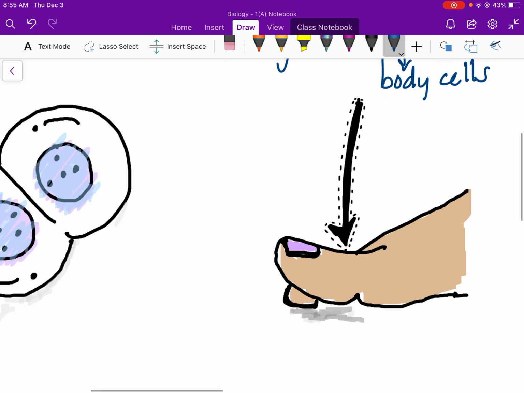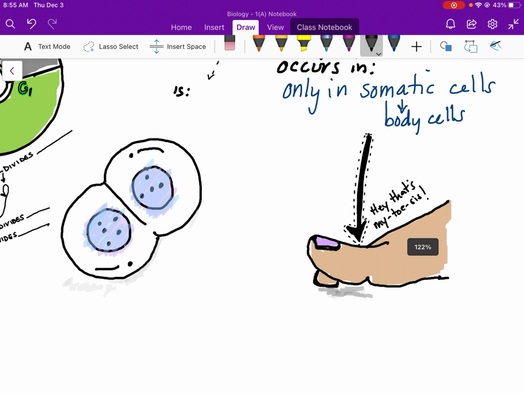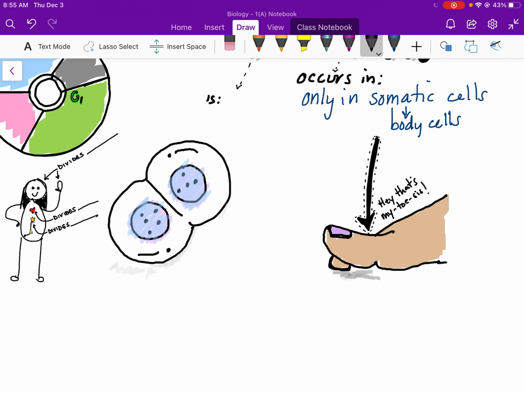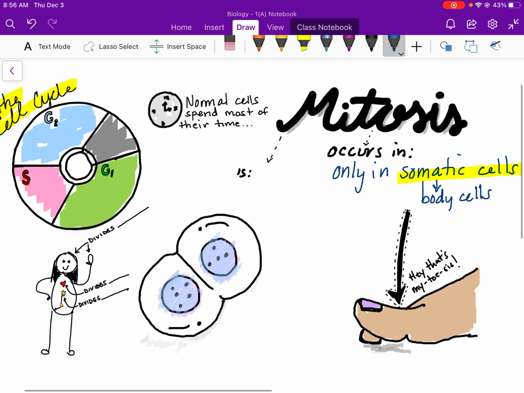So, to help remind you, I like to say, hey, that's mitosis. Mitosis occurs only in somatic cells, and that's our fancy word for the body cell. Now, it's good to have a good summary. I mentioned that there's all those phases. We practiced identifying them with the onion root tip.